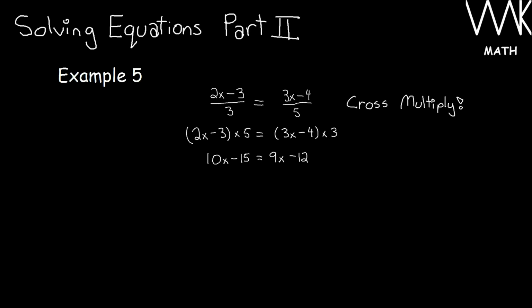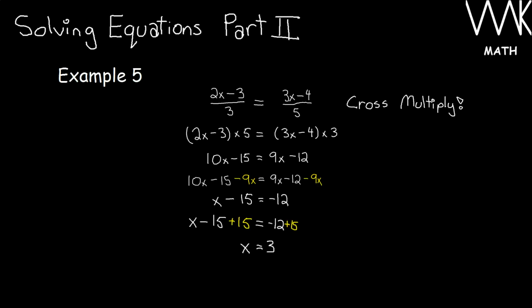We see on the right side, there is a 9x term. So to remove this term, we subtract 9x on both sides of the equation. The result is we have x minus 15 on the left side and negative 12 on the right side. To finish this equation off, we add 15 on both sides of the equation, and the final result is x equals 3.